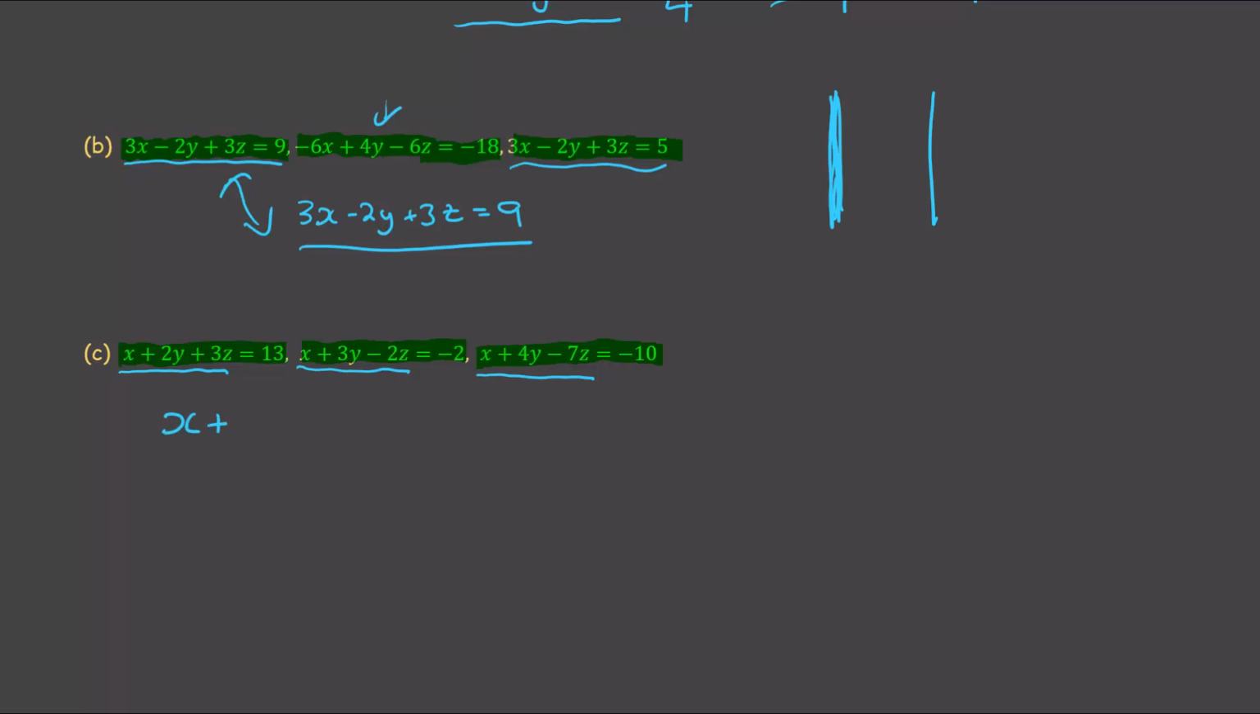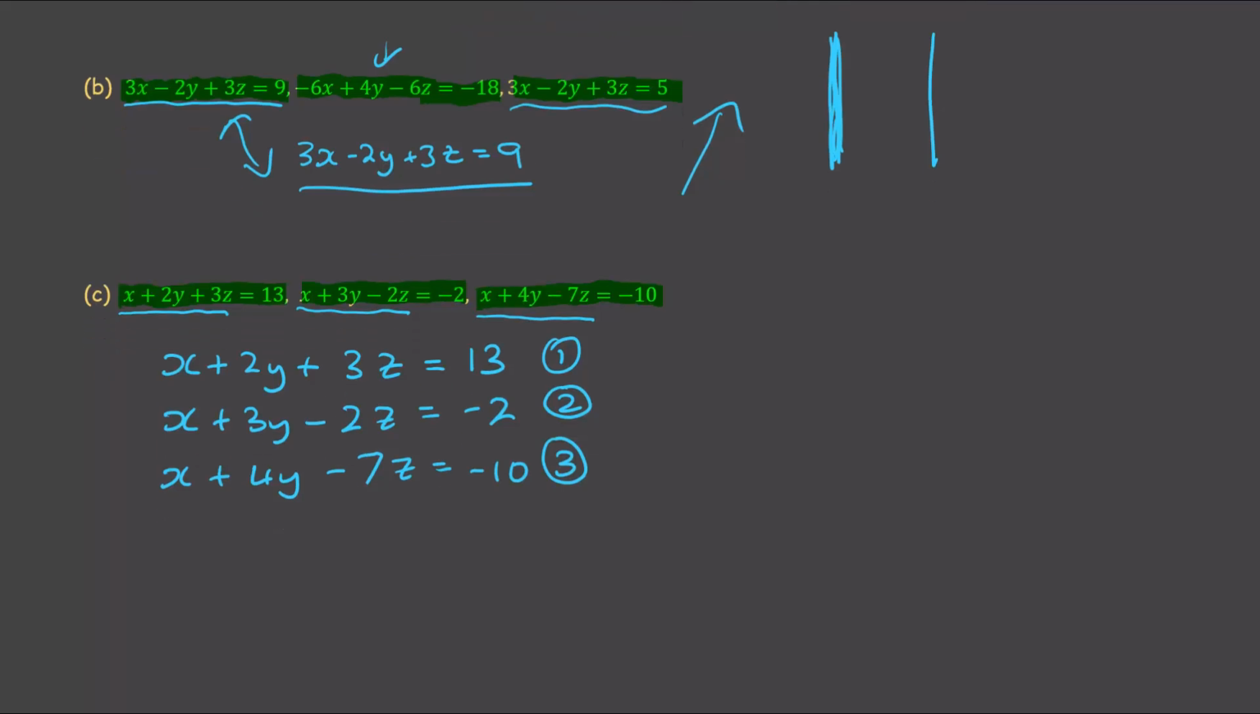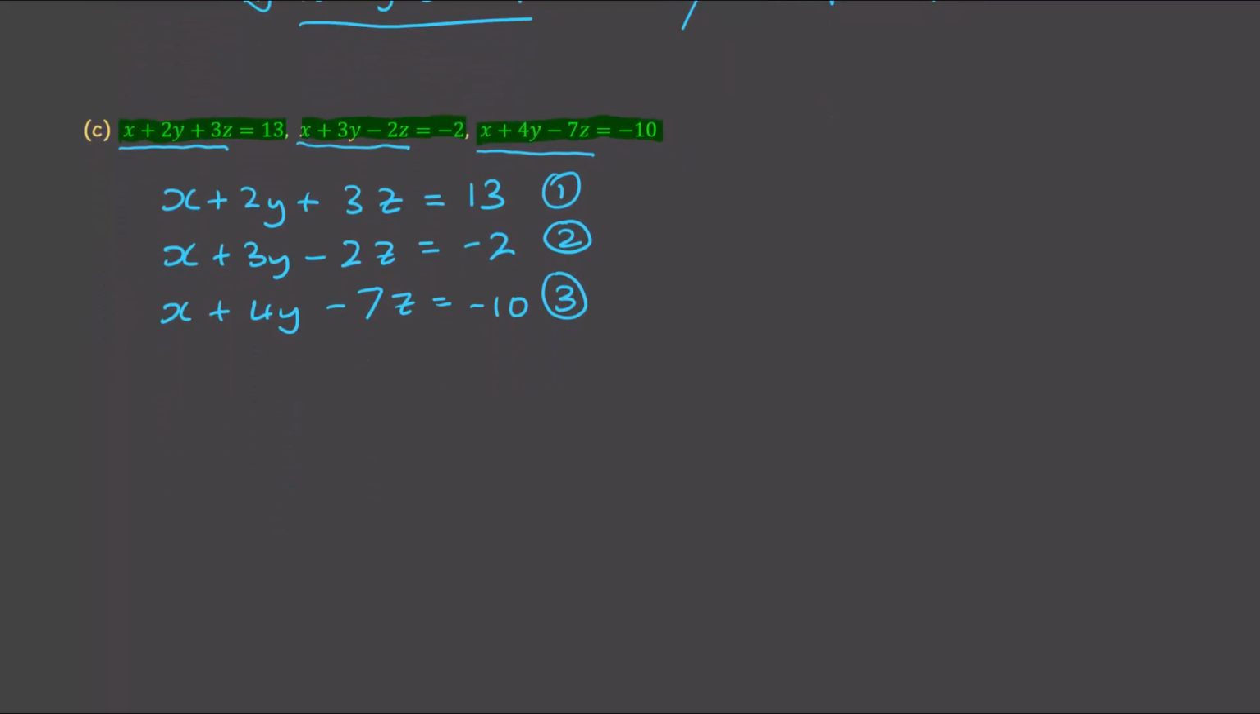So x plus 2y plus 3z is equal to 13. x plus 3y minus 2z is equal to negative 2. And x plus 4y minus 7z is equal to negative 10. Let's call these equations 1, 2, and 3. Now it's only in the situation where I had no parallel planes that it's worth trying to solve. Notice all of the equations have a single x, so we can start by trying to eliminate x.